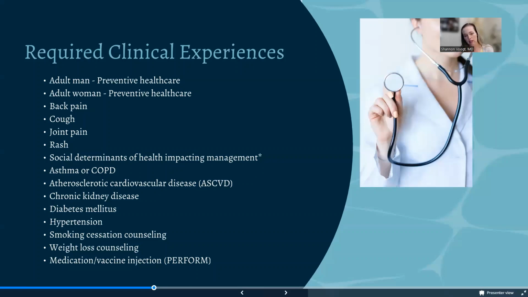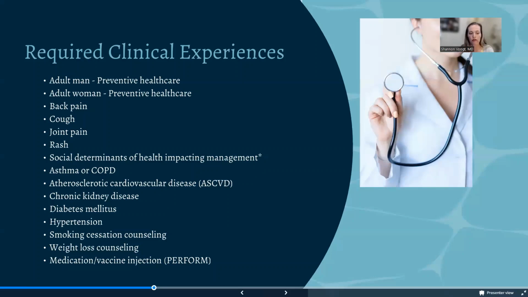Asthma or COPD, atherosclerotic cardiovascular disease. That's pretty broad, so that could include someone with stents, someone with peripheral vascular disease, someone who's had a stroke. Any of those things in primary care that we would be managing with statins and aspirin. Chronic kidney disease: we see a lot of patients who have stage 2, 3, and more chronic kidney disease, and we really want to train our students that this is a primary care thing that we take care of and that we manage and monitor.